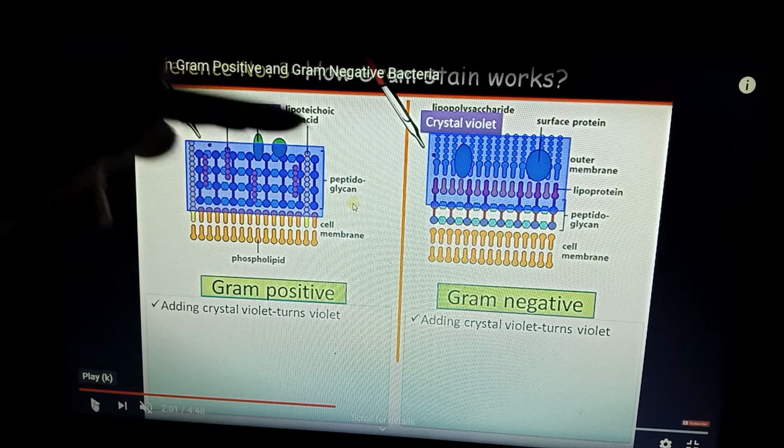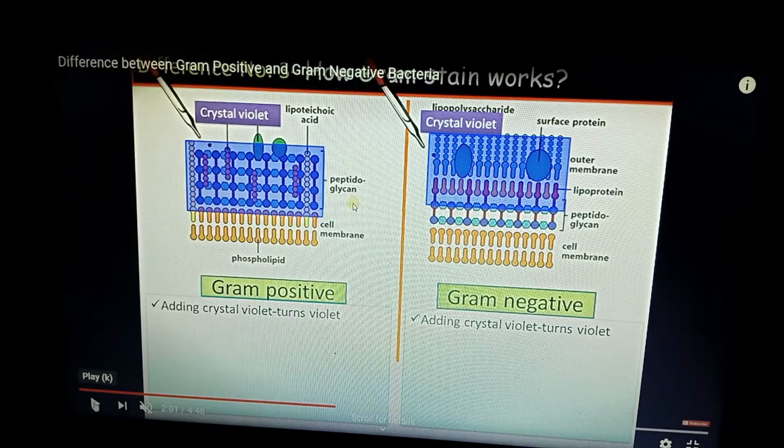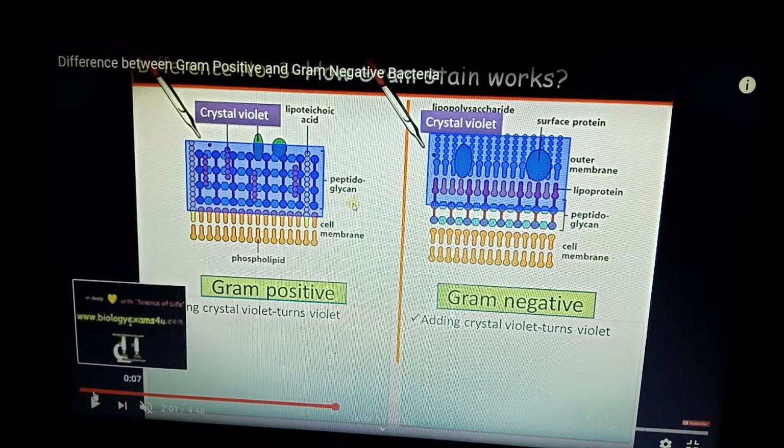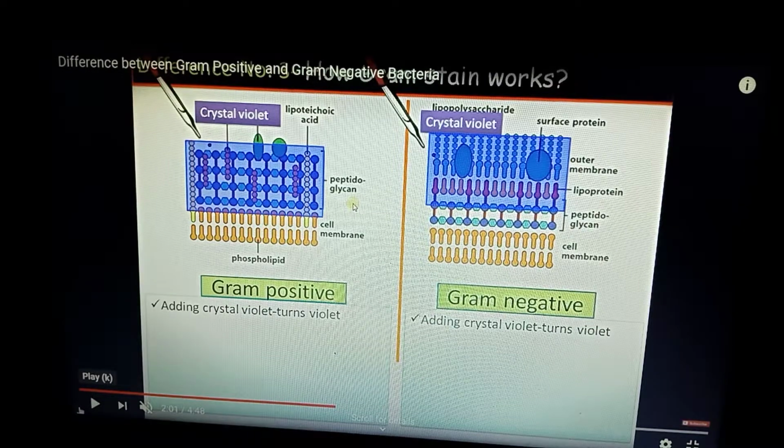You can see the color in the image. It turns violet. So that's the first step, adding crystal violet. Now, what would be the second step? The second step, class, is the addition of an iodine solution, which is your mordant.